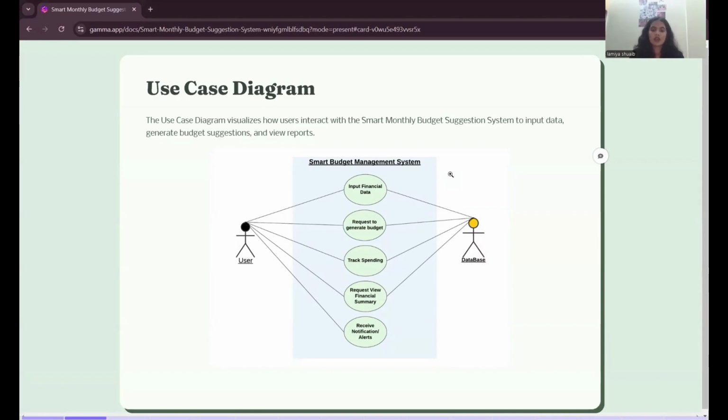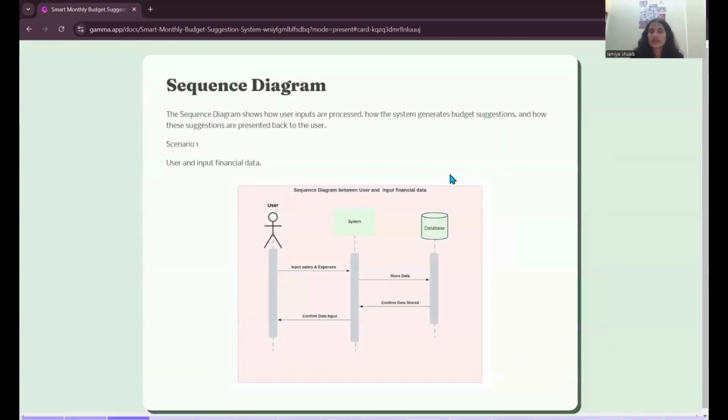Moving on to the sequence diagram, this shows how the user inputs are processed, how the system generates budget suggestions, and how these suggestions are presented back to the user.